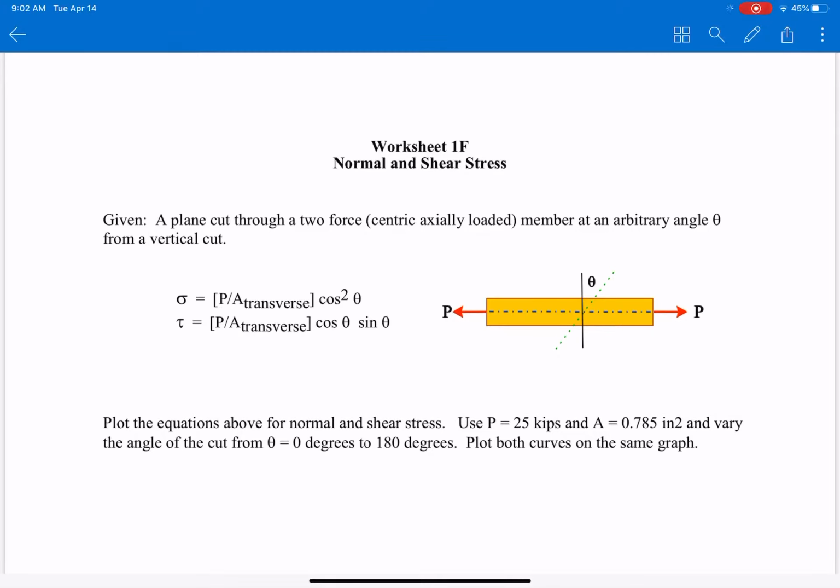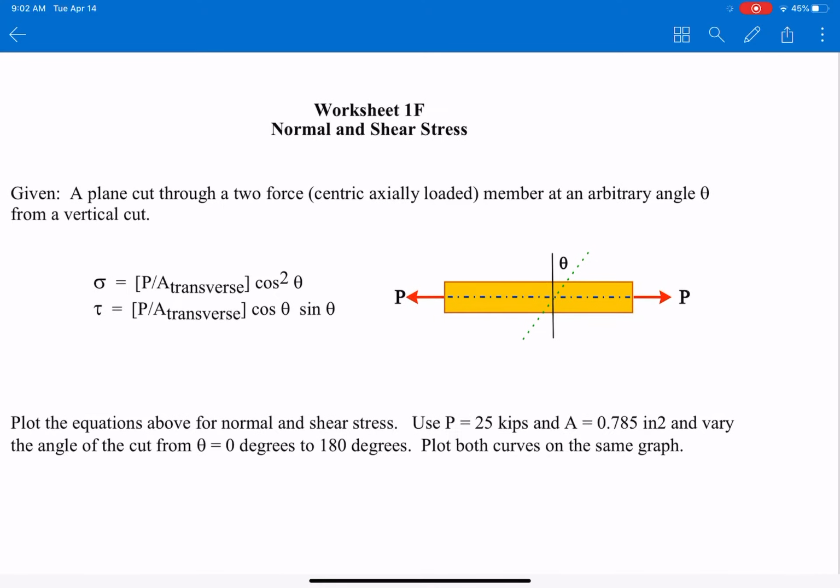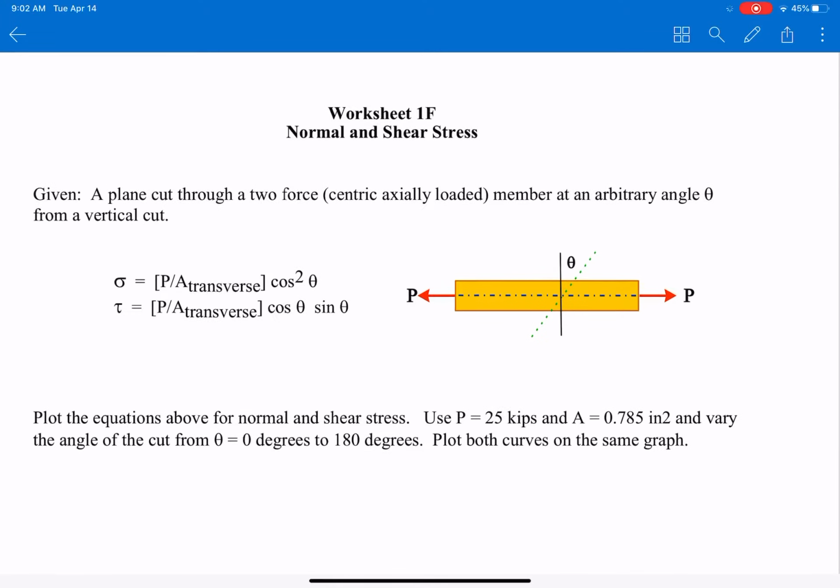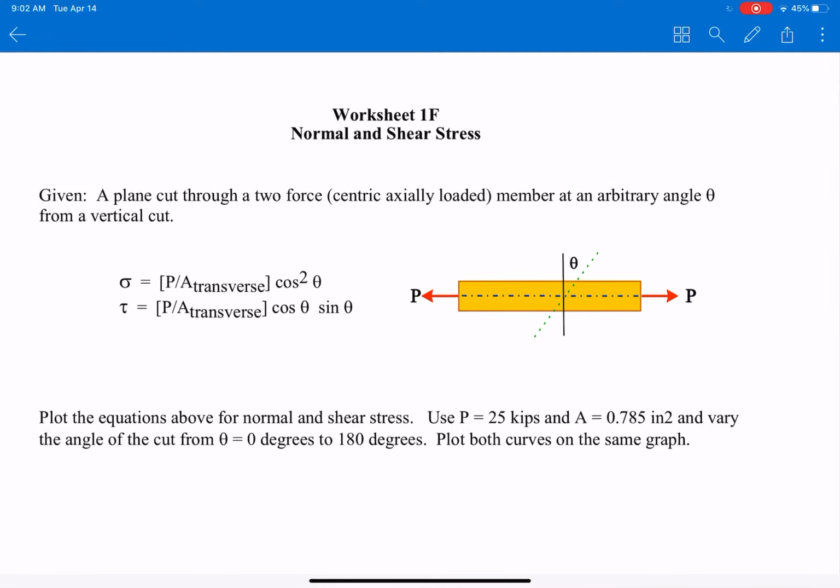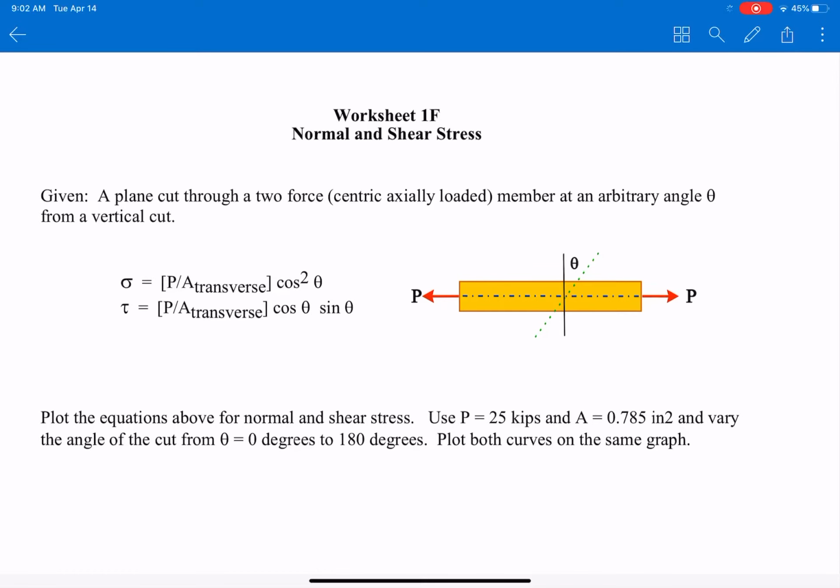In this problem, they ask us to plot the equations above for normal and shear stress, and use the normal force of 25 kips and an area of 0.785 square inch. They want us to vary the angle theta, the angle of the cut, from 0 degrees, which is the transverse cut, to 180 degrees, so it's going back to the reverse cut, and plot the curves for both normal stress sigma and shear stress tau in the same graph.